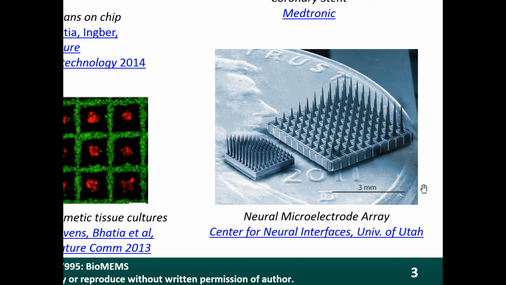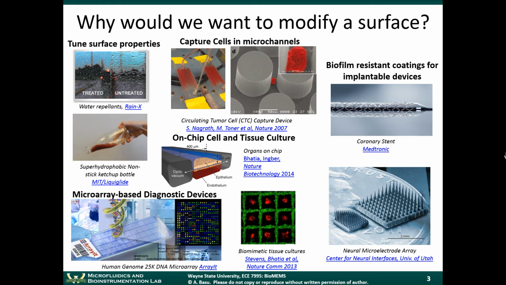So these are used a lot by neurophysiologists right now. These are some of the reasons we'd want to modify a surface. Electrode arrays are another thing where you can get an immune response. If you have the proper coating on them, you can prevent some of those responses.